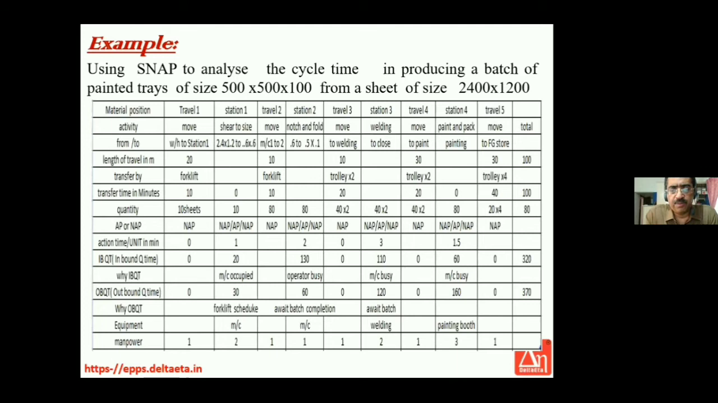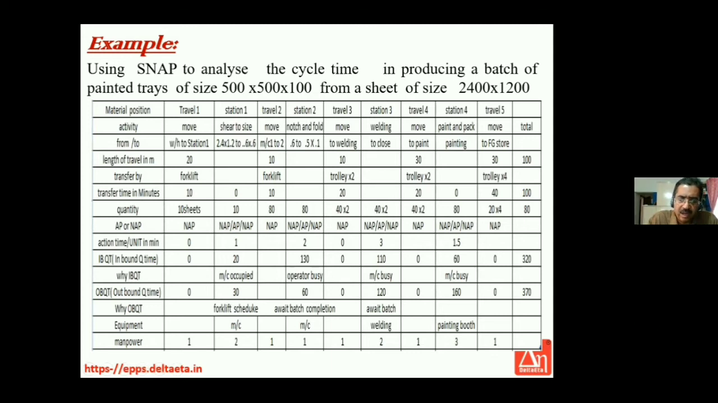Now I have put it in a tabular format. We have just logged down all the activities, what change happened, what is the length of travel in meters, how much is the travel time in minutes, and what is the time taken at the station for waiting, as well as for action, as well as for outbound waiting. What is the equipment required? What is the manpower required? All these things we have tabulated in this table. So we will see how this cycle time can be improved.